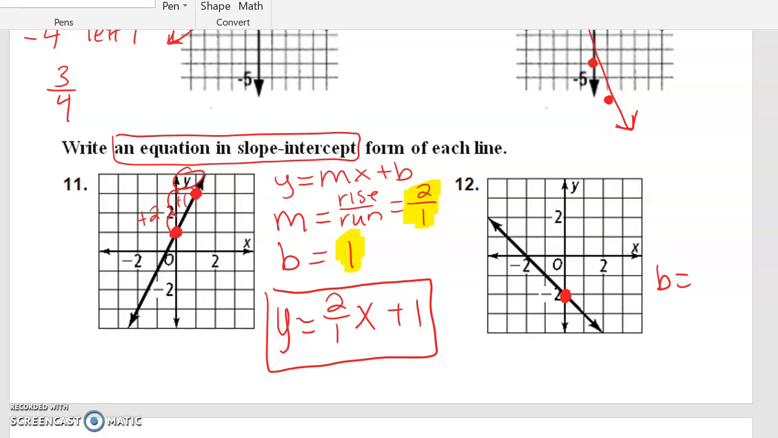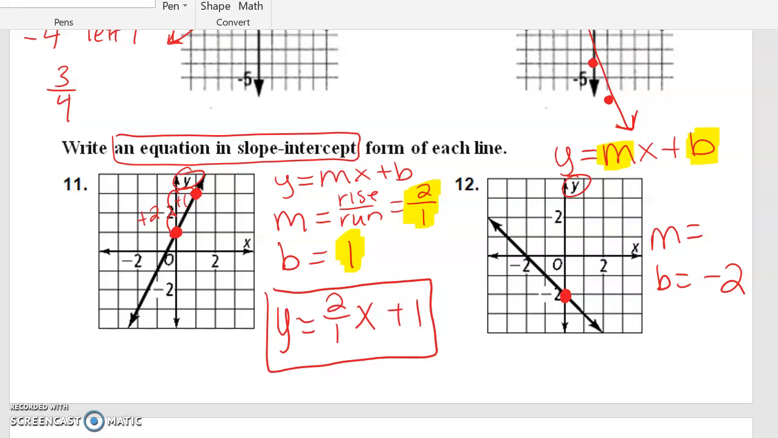So we were looking at number 12, and we were working on writing an equation in slope-intercept form from a graph. Again, our slope-intercept form is y equals mx plus b, and our two values that we're looking for are our m, which is our slope, and our b, which is our y-intercept. We had identified that the y-intercept, or our b value, is wherever that line crosses the y-axis. So here I made a red dot. It looks like it crosses the y-axis at -2. So my b value, or my y-intercept, is -2.